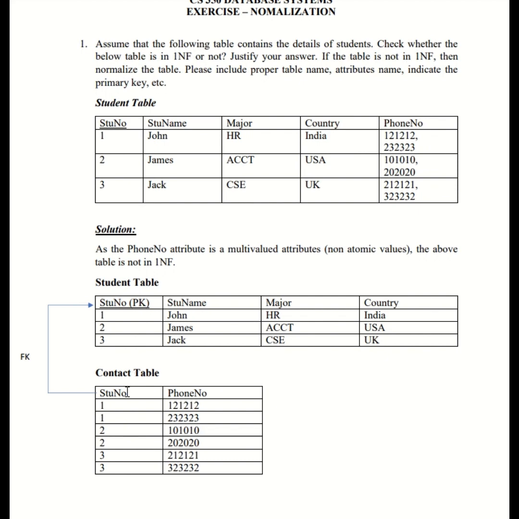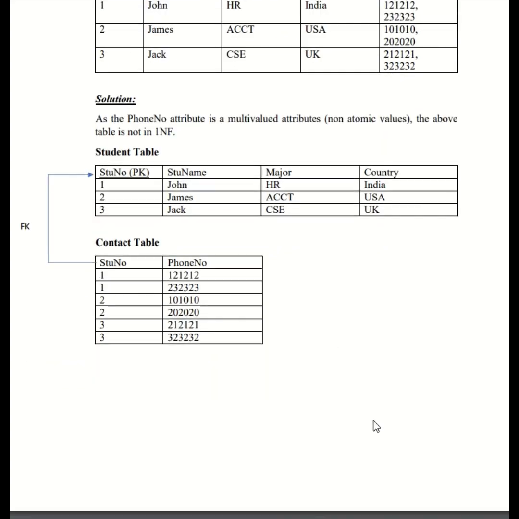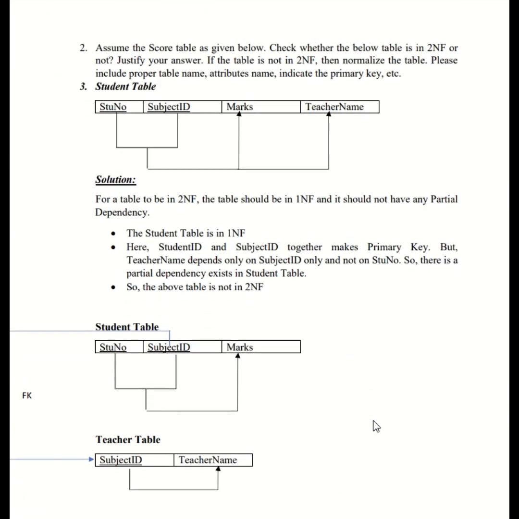In the contact table, the student number is a foreign key that references the student number in the student table. It's a foreign key. In the contact table, student number is a foreign key, not a primary key. Okay. Now, let's look into another exercise.